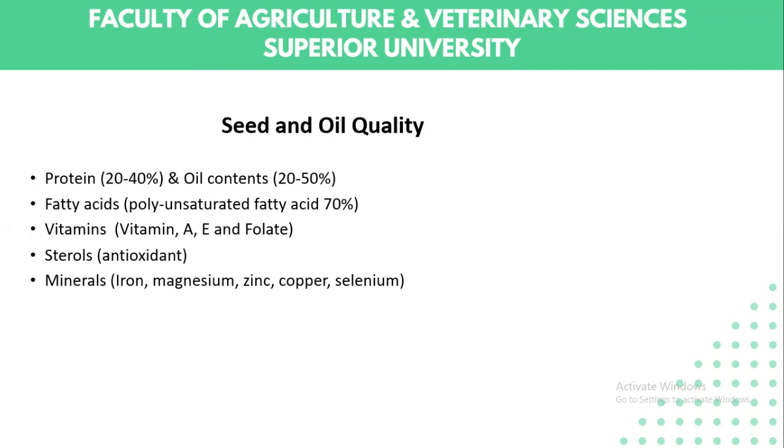So in addition to the oils, fatty acids and proteins, sunflower also contains sterols, which are antioxidants. They improve the shelf life of the oil, and they are also a good source of antioxidants for us. Then it also contains some very good minerals like iron, magnesium, zinc, and copper. If you take the sunflower seed, it may give your body some precious minerals. Next slide.